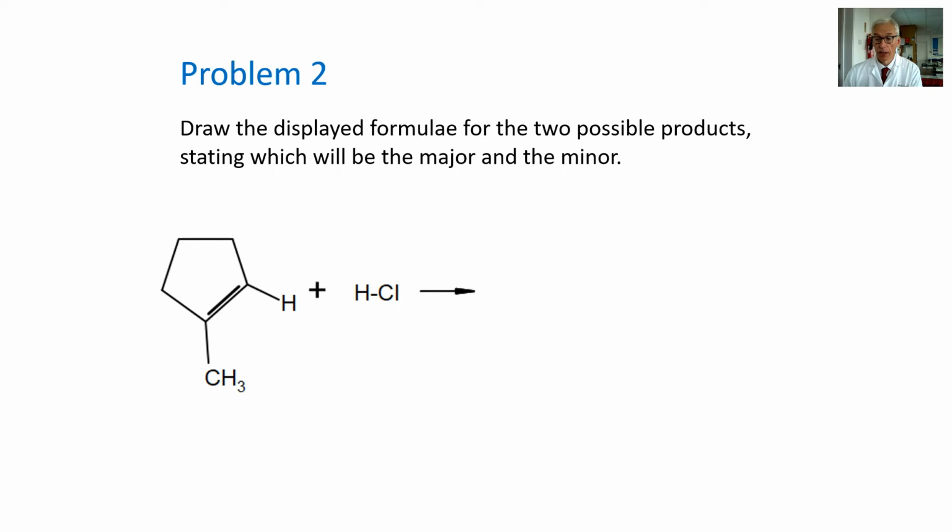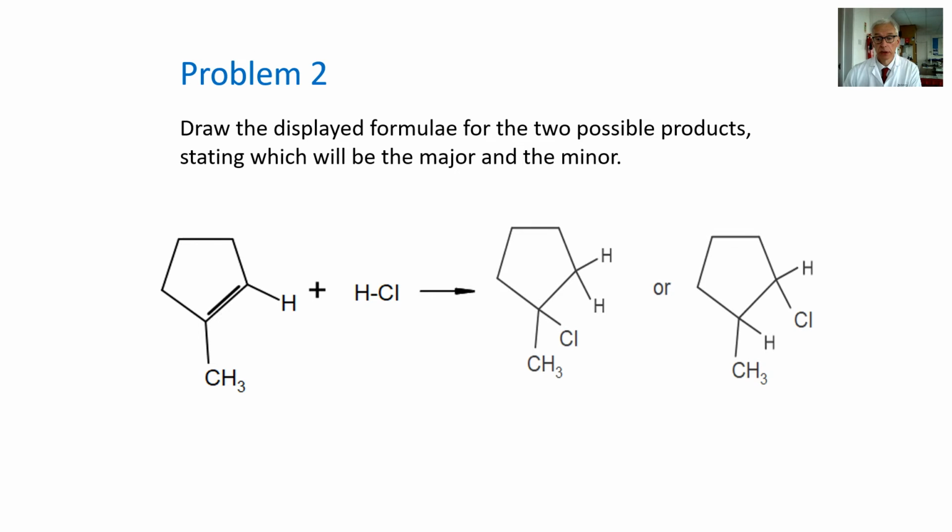So I'm about to reveal the 2 possible products. We're adding hydrogen to one of the carbons of the double bond and chlorine to the other. Of course, the left hand as I've drawn it will be the major product and the right will be the minor product. Check your answers against those, please.